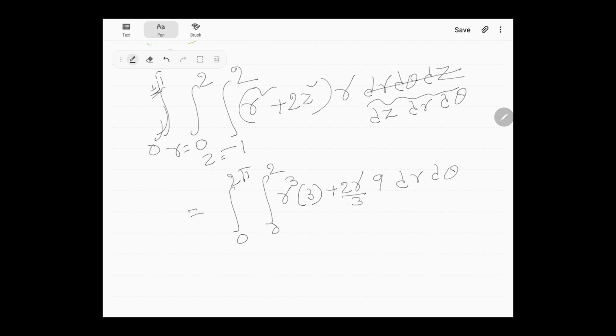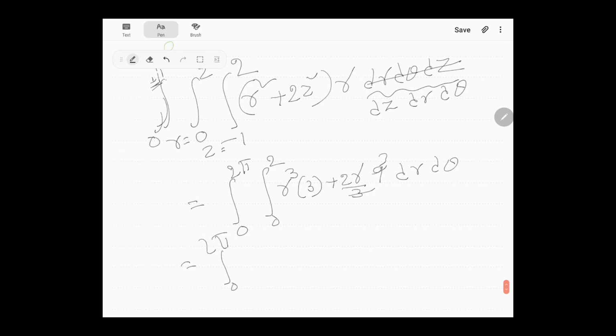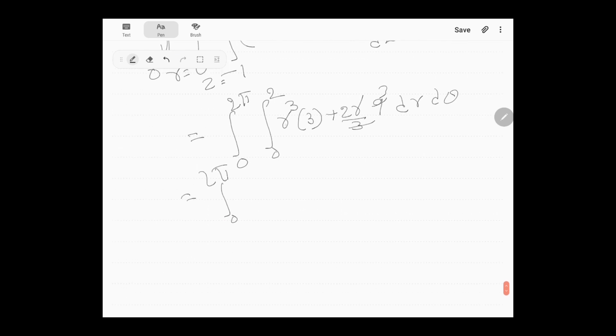So 3 goes here 3 times. So now I need to integrate with respect to r. So this is 3r cube. R cube integral is r power 4 by 4. If I substitute the limits, that is 2 power 4 by 4 plus 3 into 2, that will be 6 times r. R is r square by 2. R square is 2 square by 2 d theta. 2 here goes 2 times. 2 power 4 is 16.